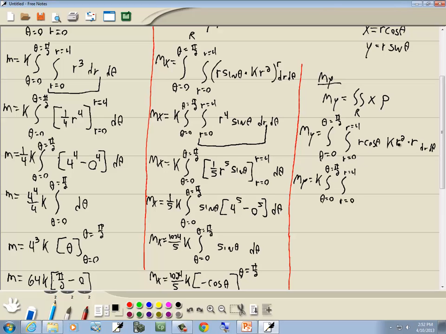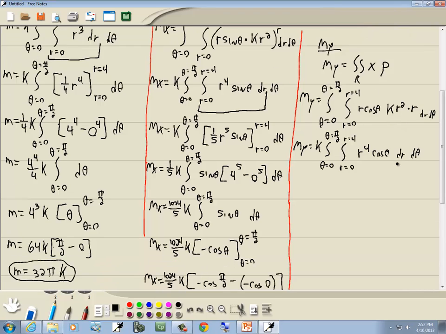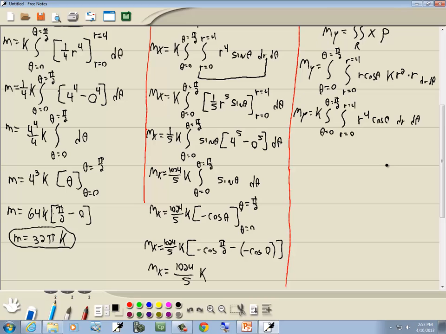We got r times r squared is r to the fourth. That's interesting. Yeah, that makes sense. Okay, so we got r to the fourth cosine theta, dr d theta. Well, we're going to find that basically we're integrating with respect to r to the fourth again, which is what we just did over here.